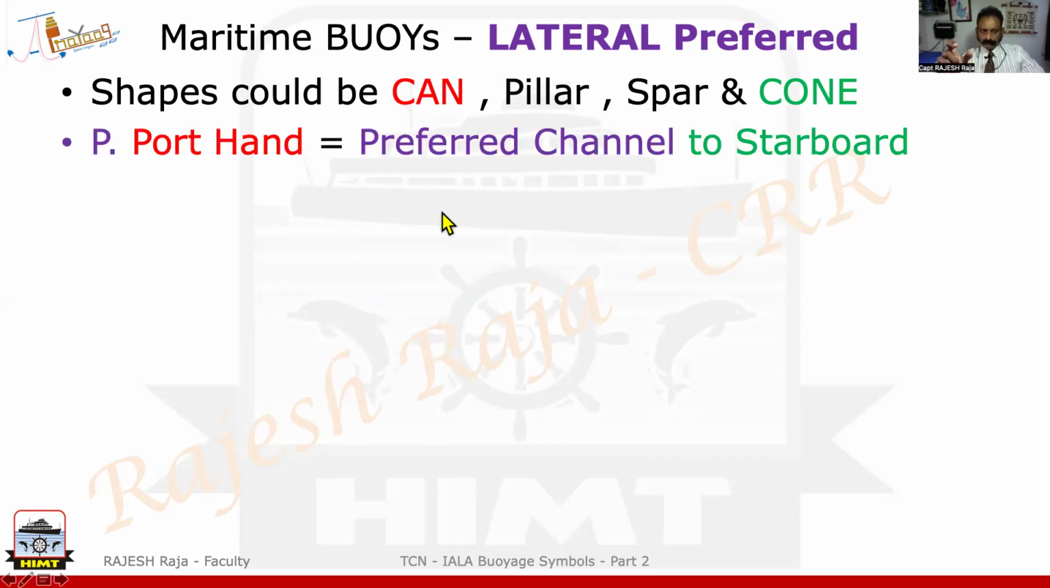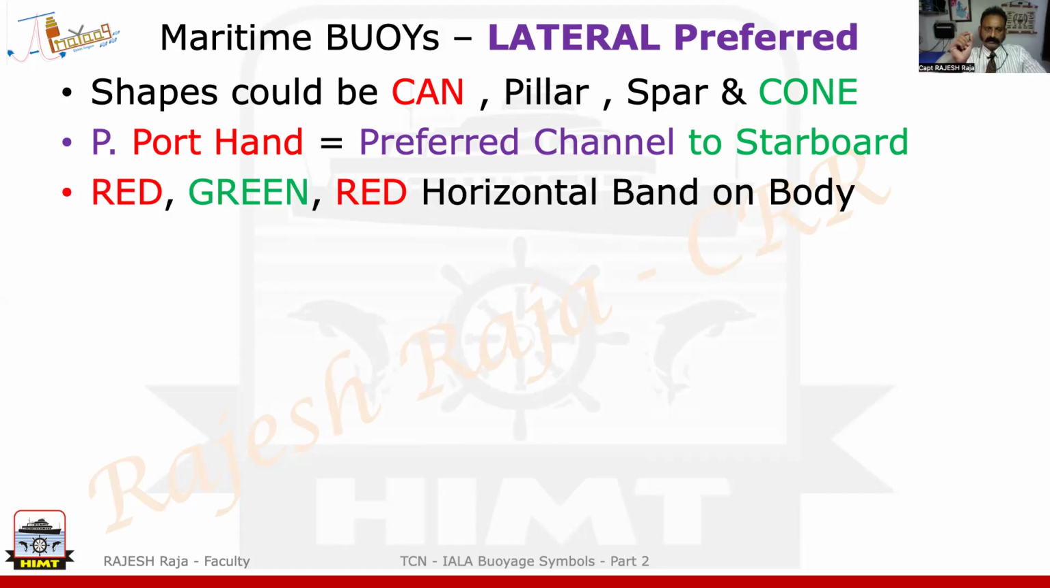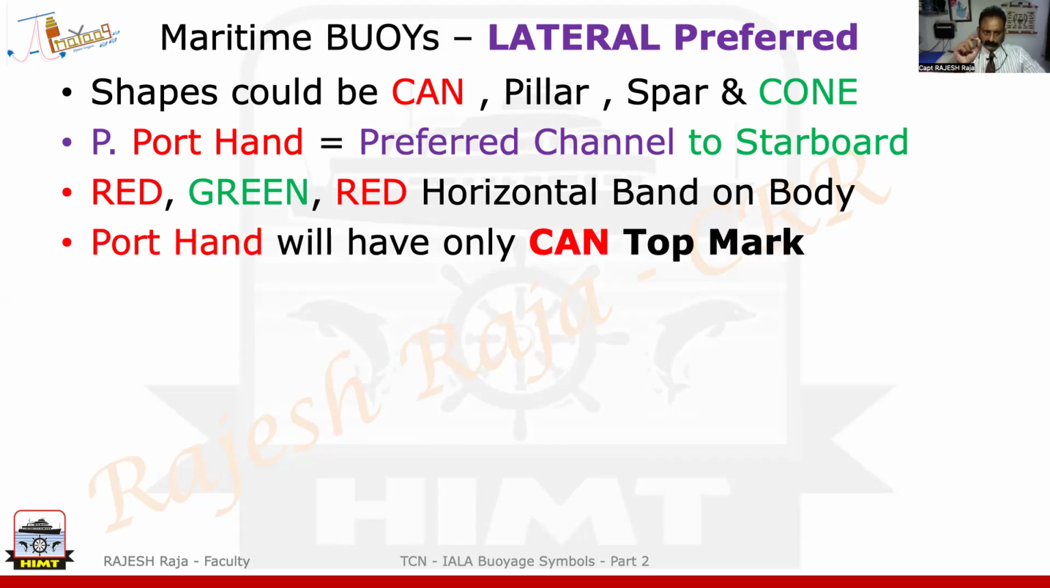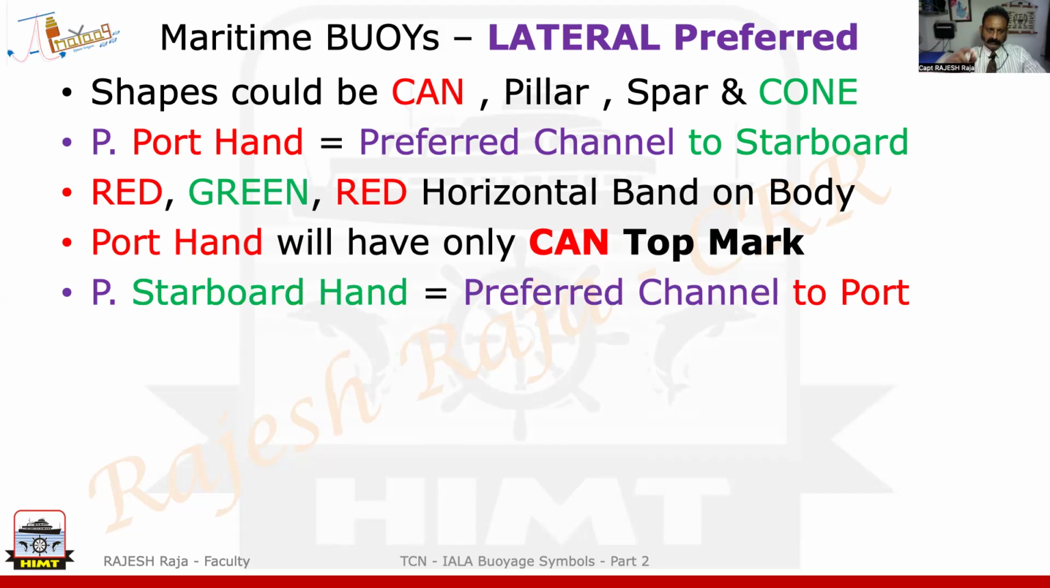So again, please have a look. I call it preferred port hand, but the books call it preferred channel to starboard, which means preferred port hand will majority have the red and with a small green band in between. The top marks for a preferred port hand will also be your can, which is canister, just like your normal one.